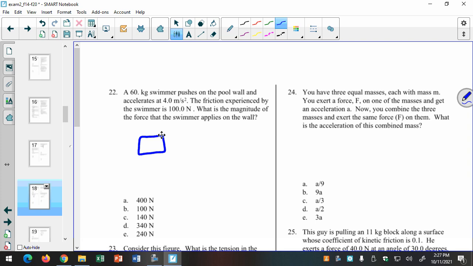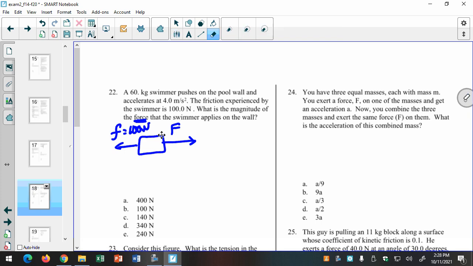Okay, so I have this swimmer. She's pushing off of the wall, and she pushes off with a certain force. I'm just going to call it F. That's the force that I want to know. And then she also experiences a frictional force, just drag in the water. I'm going to call it a lowercase f. We haven't seen that yet, but I'm going to start using that notation. The lowercase f will always be like the resistive force. And I know that this is equal to 100 newtons.